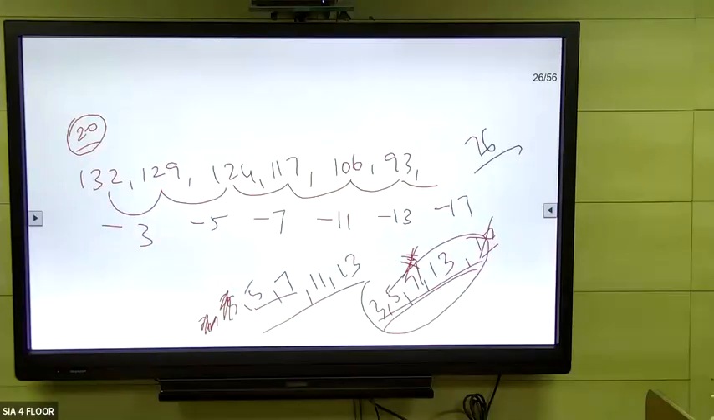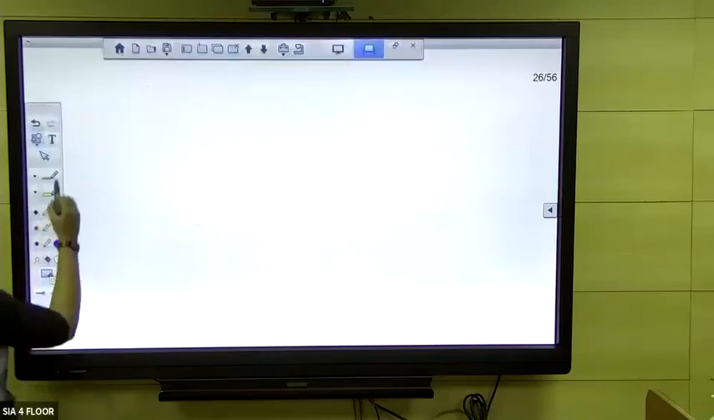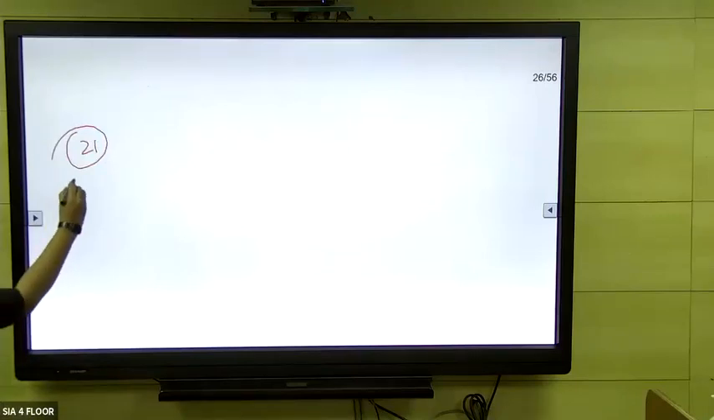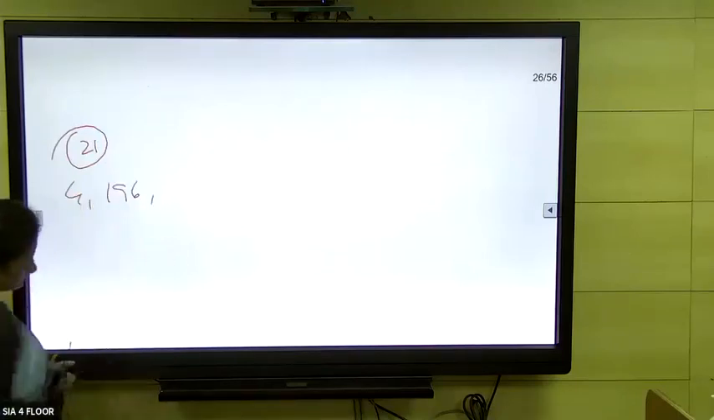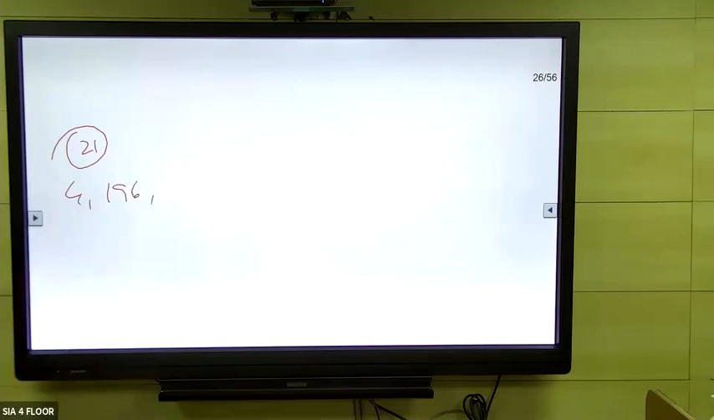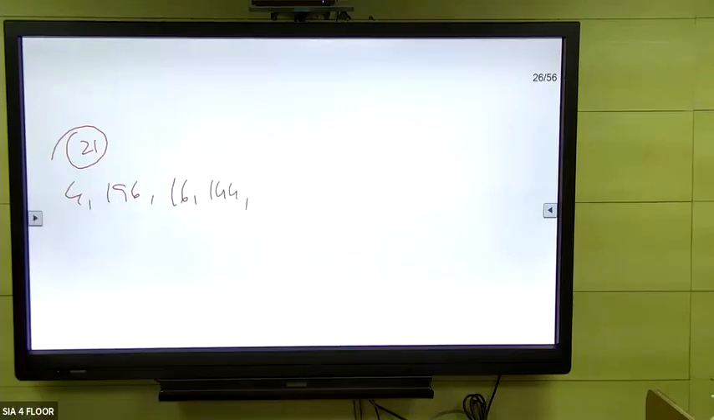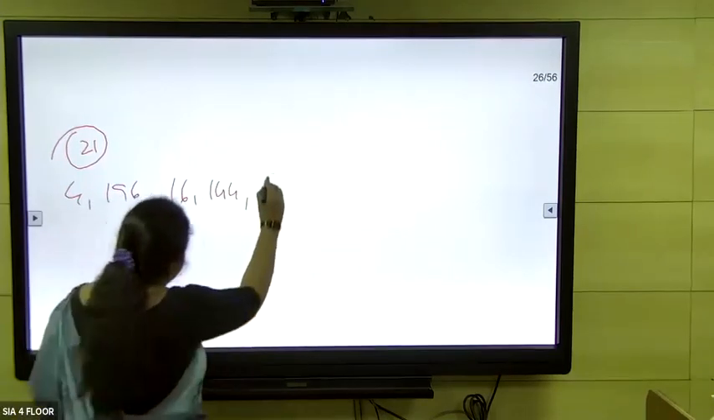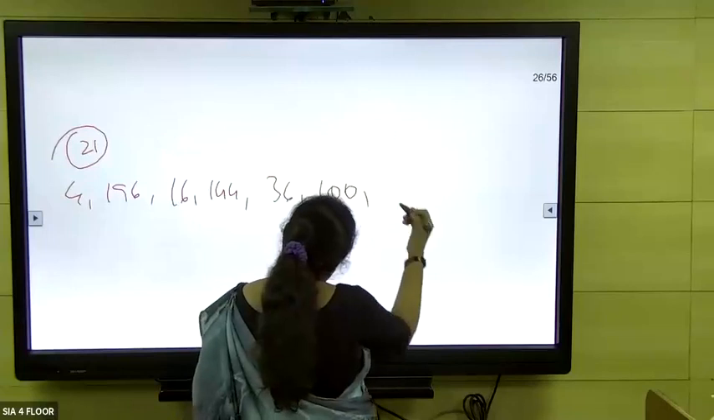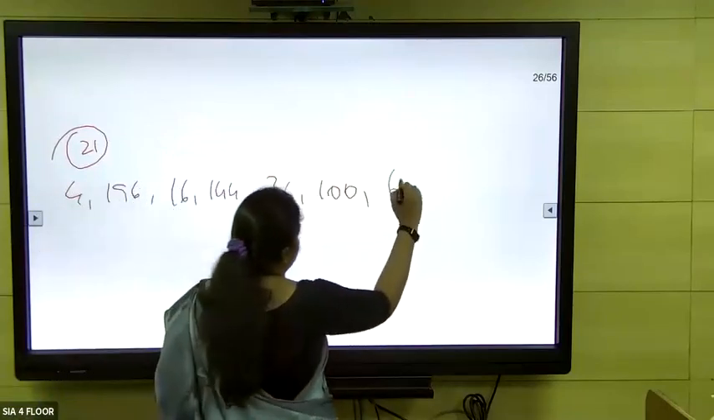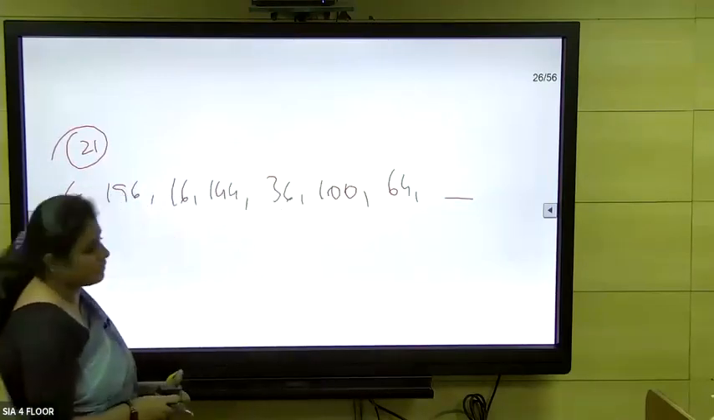21 is actually a dual sequence. I told you how to identify a dual sequence. I'll tell you that now. So 4, 196, 16, 144, 3600, 64, and what's going to be next?